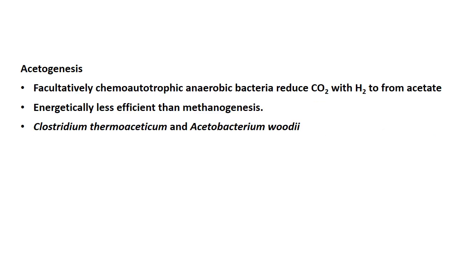The next mode of carbon fixation utilized by certain groups of microorganisms is acetogenesis. This is carried out by a group of facultatively chemoautotrophic anaerobic bacteria. They reduce carbon dioxide using hydrogen to form acetate. This mode of metabolism is energetically less efficient than methanogenesis. Examples for organisms carrying out this type of acetogenesis are Clostridium thermoaceticum and Acetobacterium woodii.